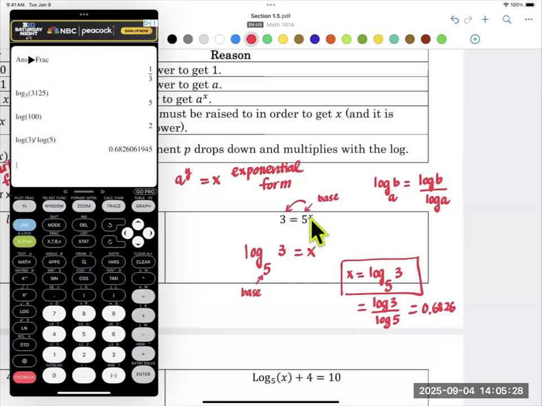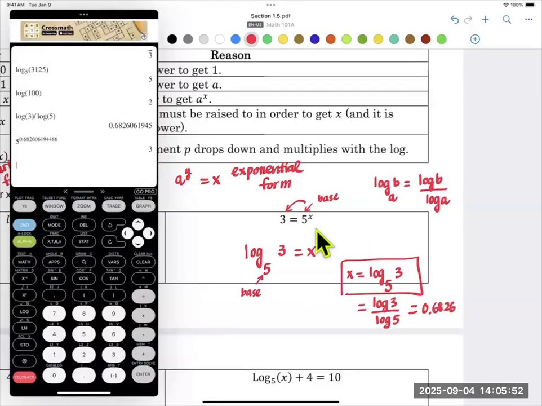If I put this value in for x, I will have 5 to the power of this value, and if I enter it, it's actually equal to 3. So 5 to the power of 0.6826061945 is equal to 3. This is one of the ways to solve an exponential equation when you cannot write both sides in the same base.